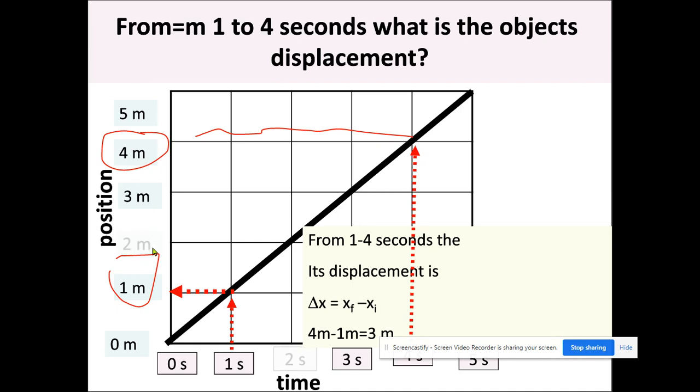You have to figure out which one's your initial. Your initial is the one that happened at 1 second, so I'm going to call that initial. And my final is the one that happened at 4 seconds. That's my final. So it's 4 minus 1, and I get 3 meters as my displacement. And it's actually positive 3. And if I look at my graph, it's sloping up, which should correspond.